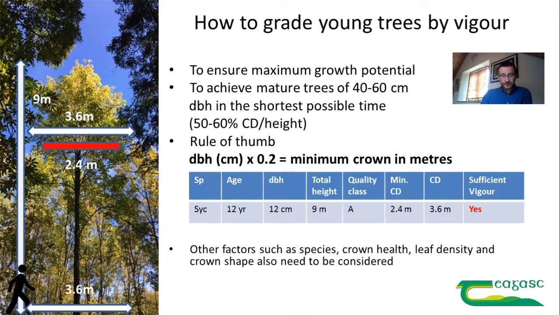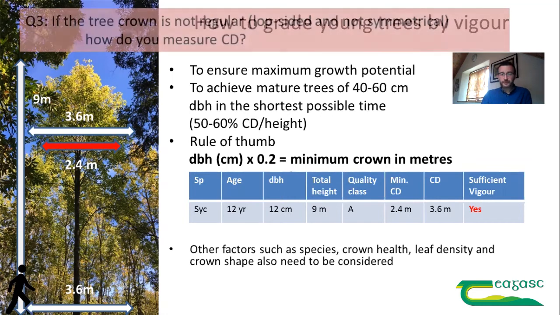Now, this is a rule of thumb, quite effective with its simplification, and other factors need to be considered. For example, species, crown health, leaf density, and crown shape would need to be factored in our considerations when selecting a final timber tree. So another question for us: if the tree crown is not regular, lopsided and not symmetrical, how would we measure the crown diameter?